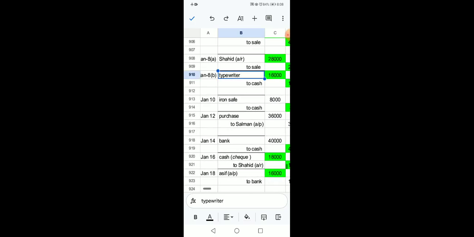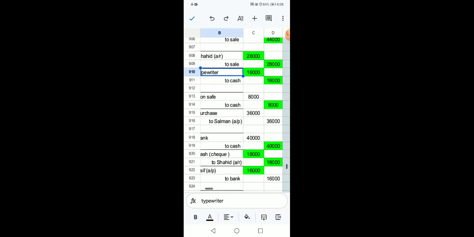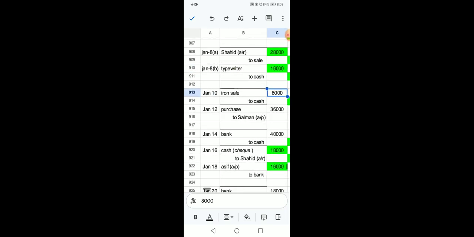Now let's see what is after typewriter. This was typewriter. We have completed this ledger. What is the next unmarked element? This is iron safe. So we are now making the ledger for iron safe. For that, we take the headings from the previous ledger, and the same headings will be written for making the next ledger. So here we have the headings.